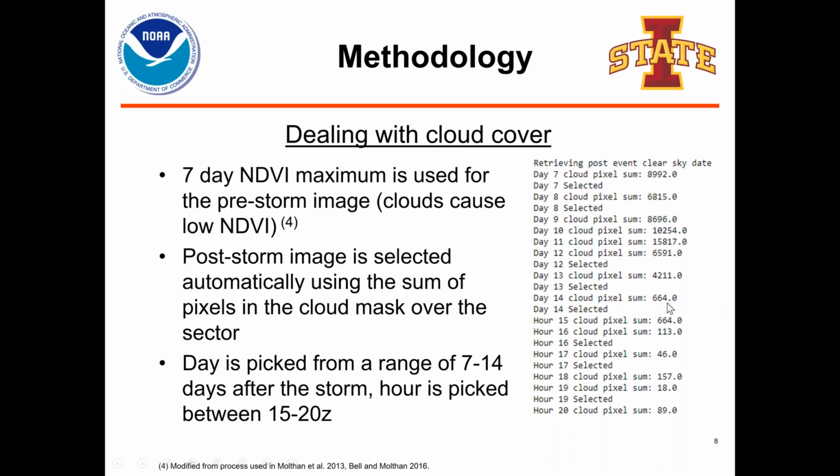So it selected that day, and then it will go through 15 to 20Z because it wants that midday time period where the NDVI change is going to show up best. It goes through those hours and selects the best hour. In this case it selects hour 19, where it gets all the way down to only 18 total pixels of clouds. So your final image is going to have hardly any clouds in it because of this logic.